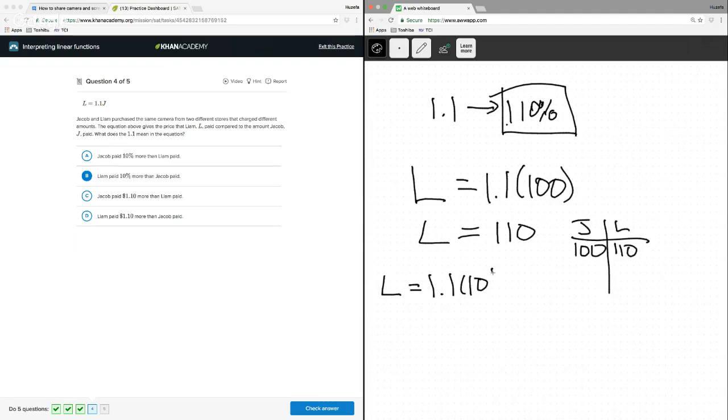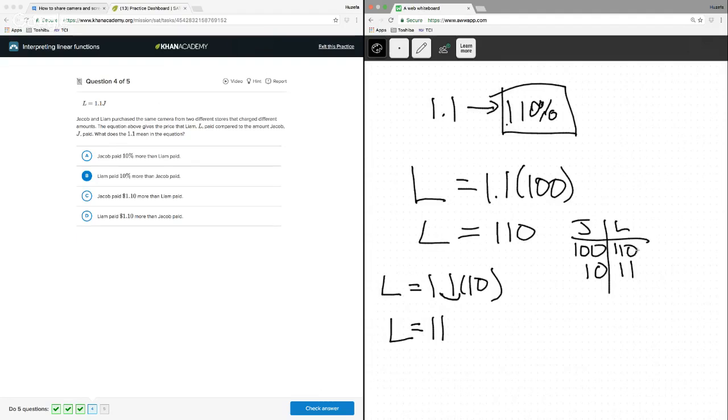Let's pretend he pays $10. What's 1.1 times 10? 10 times anything, you move the decimal once. So in that case, Liam pays 11. So J pays 10, Liam pays 11. What's happening each time? The percentage change, right? It's not $1.10 more every time. We can quickly cross off C and D.